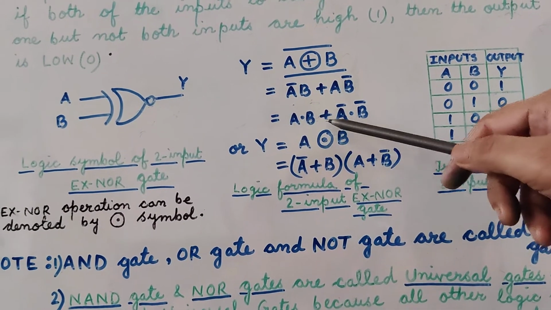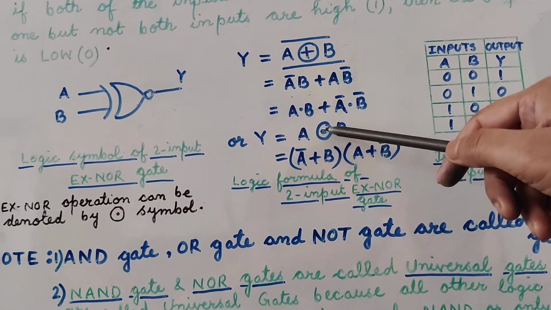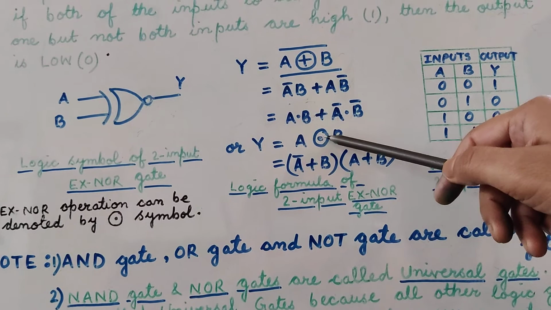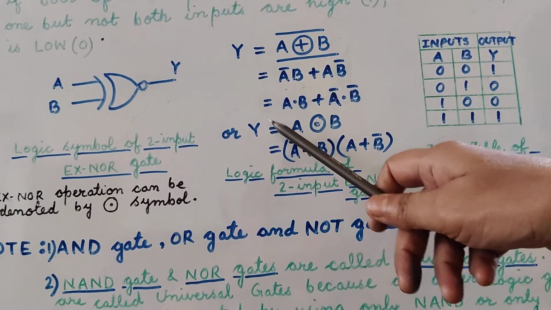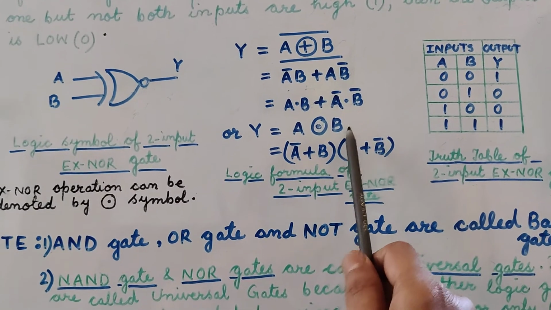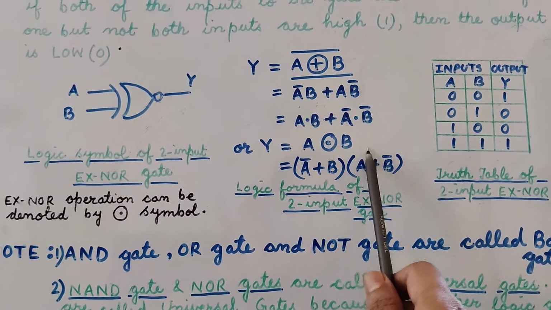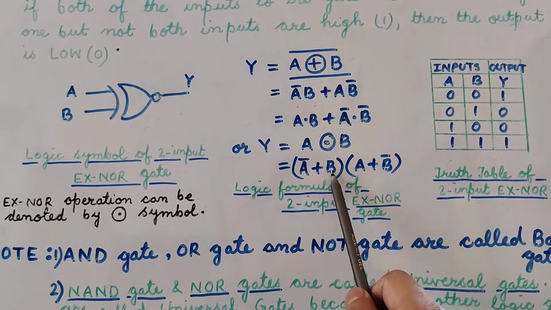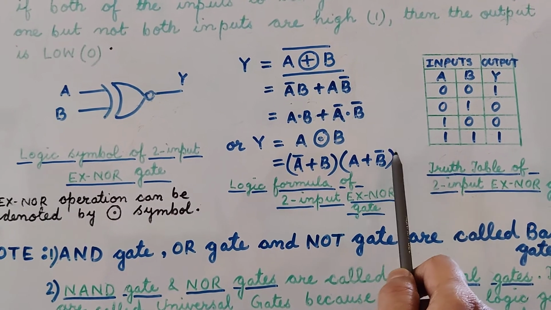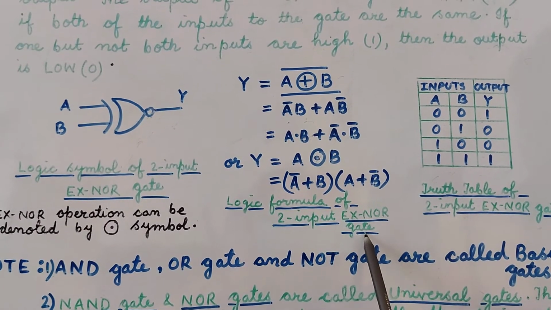Now the XNOR operation can be shown by a dot within a circle symbol. This symbol denotes XNOR operation. So we can also write that the output of an XNOR gate will be obtained by taking the XNOR operation of A and B, and this can be written as A bar plus B multiplied by A plus B bar. So this is the logic formula of 2-input XNOR gate.